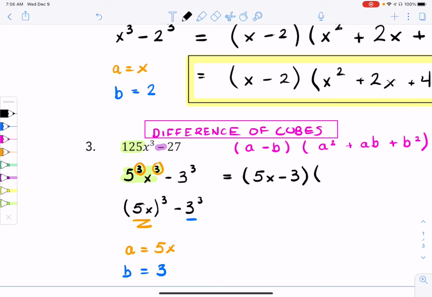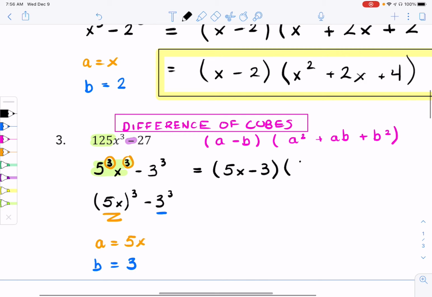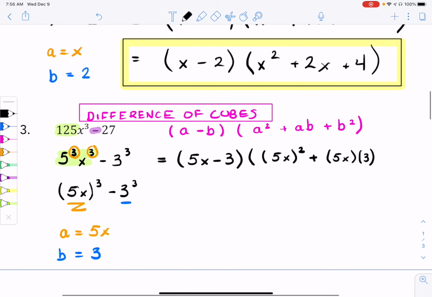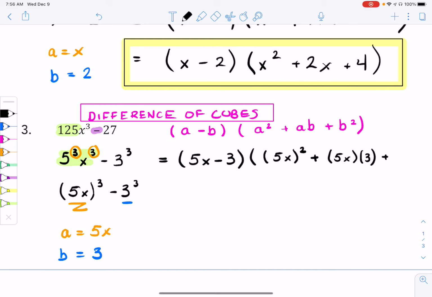Our second part is a squared. That would be in parentheses, don't forget the parentheses, 5x squared plus a times b, which is 5x times 3, plus b squared, which is 3 squared. So now we just clean up anything we can, which we can clean up this expression, and we can clean up this expression, and this one.